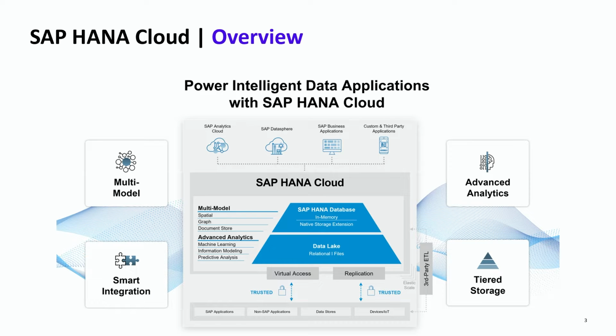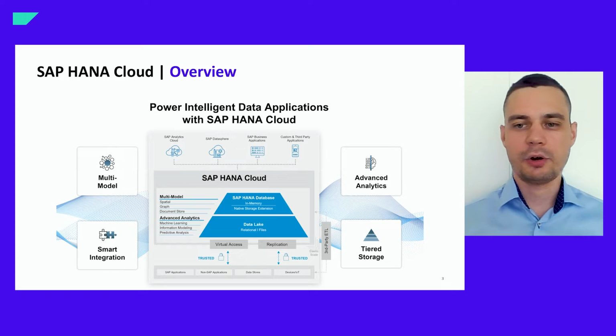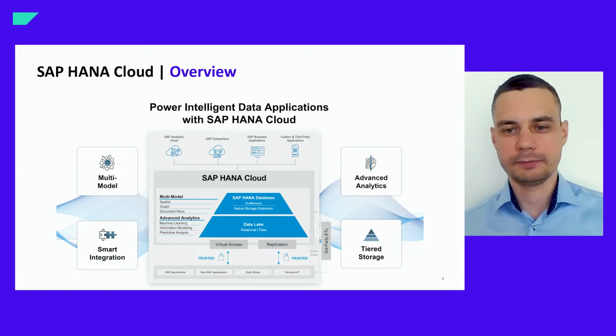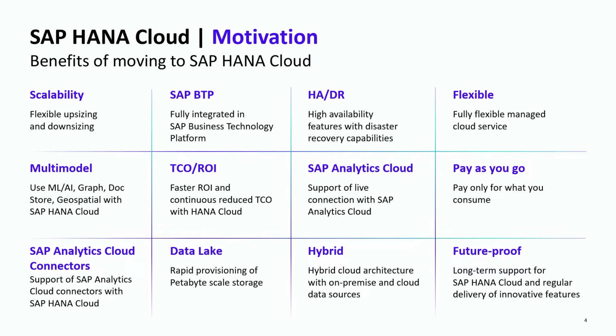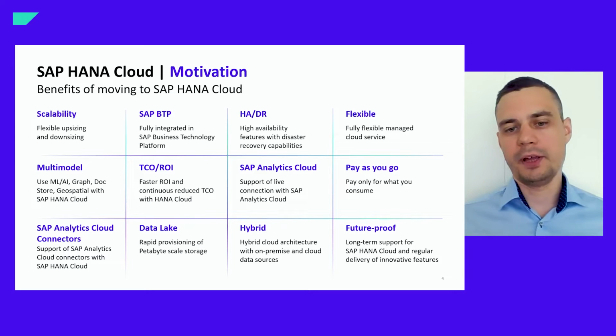SAP HANA Cloud is a database as a service that powers mission-critical applications and real-time analytics with one solution at petabyte scale. It utilizes in-memory technology and additionally offers a data lake component composed of data lake relational engines. There are various reasons to migrate to SAP HANA Cloud. It offers scalability for flexible upsizing and downsizing. It is fully integrated with SAP Business Technology Platform. It is a flexible and managed cloud service, and many more.